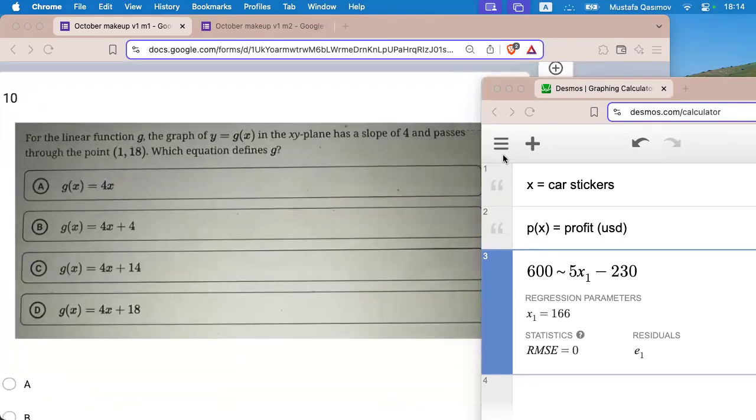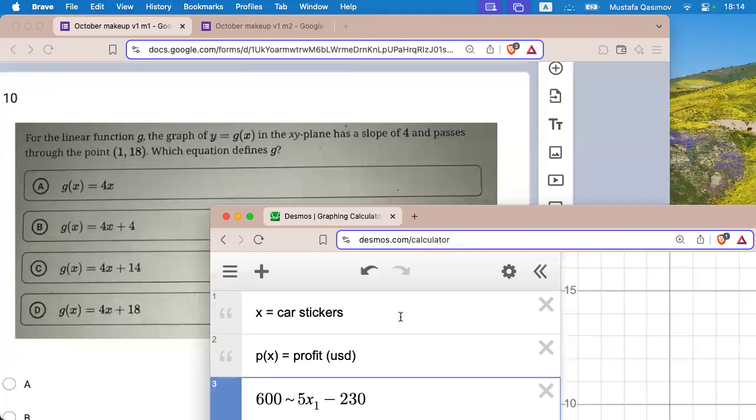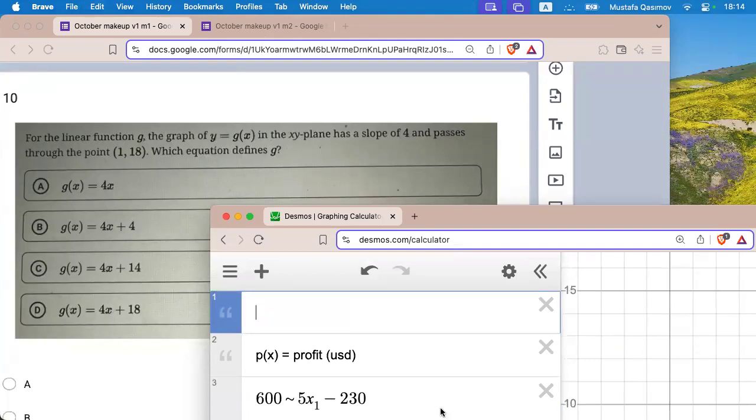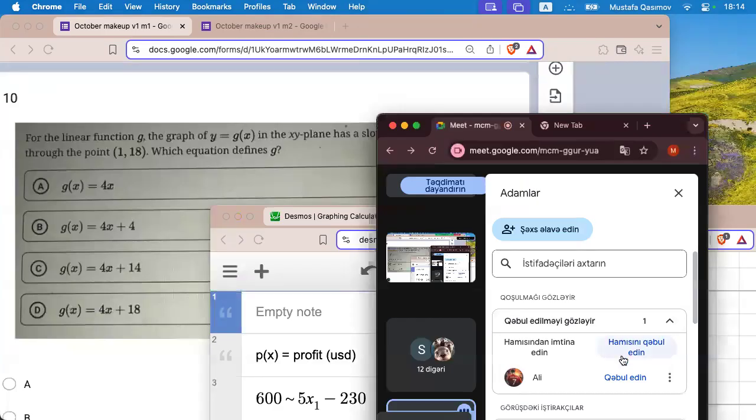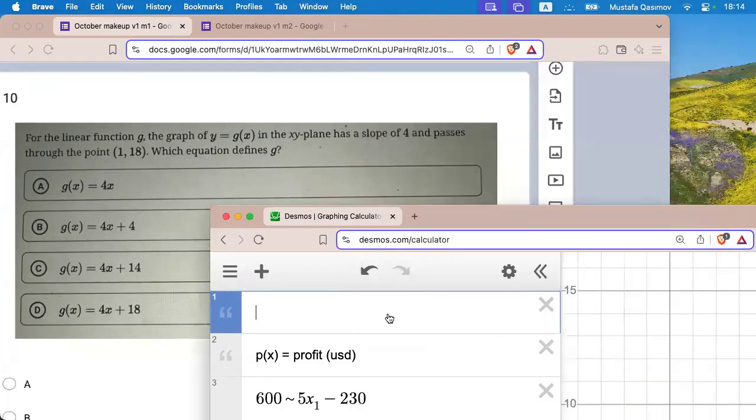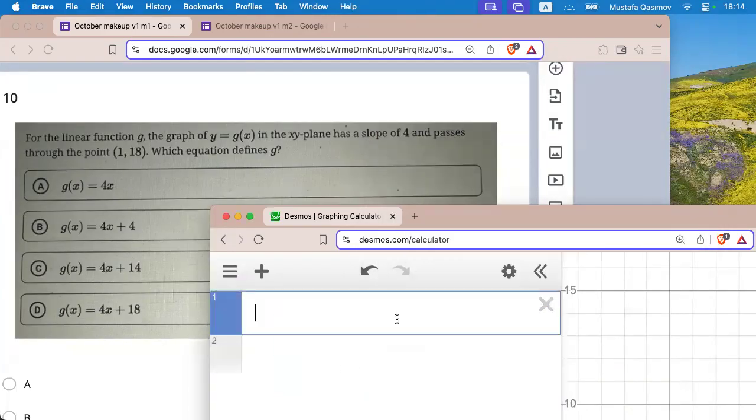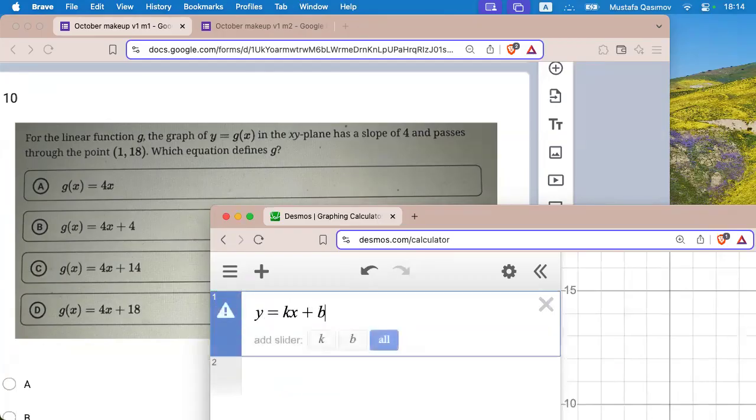10. For the linear function, when you have this word linear, line, linear relation, and so on, you have to use y is equal to kx plus b. We know that here k is called slope. Slope shows how it changes, and it is 4. So let's write 4 instead of k. And we have b. For finding b, we just need 1 point, and it is 1 at 18. You can see that also when we write 1 instead of x, we will get 18 for only C. So the answer is C here.